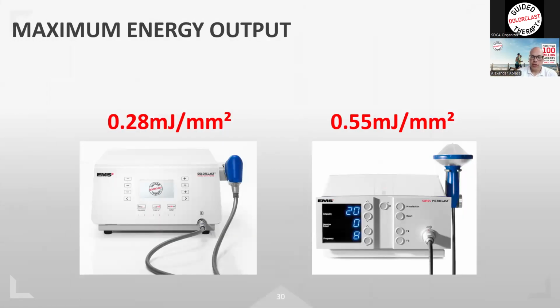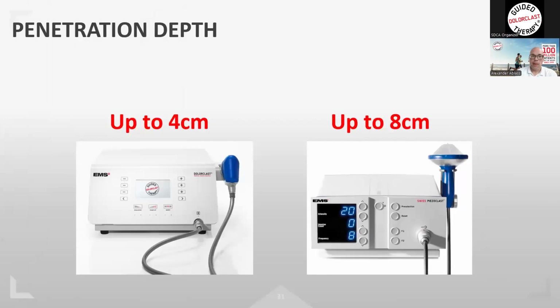Comparison of maximum energy outputs. We have the radial device, which is going up to 0.28 millijoule per square millimeter, and we have 0.55 millijoule per square millimeter for the focus device. Penetration is a difference between these two devices: up to 4 centimeters with the radial device, up to 8 centimeters with the focus device.